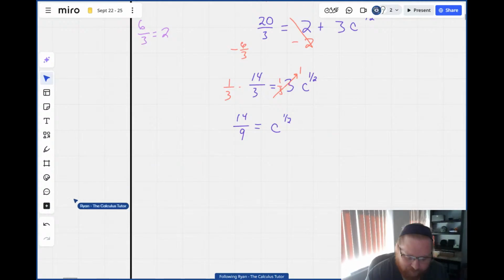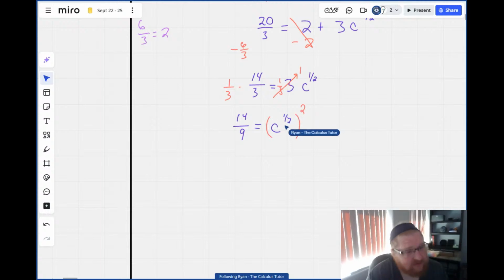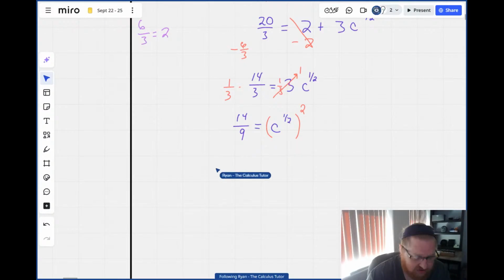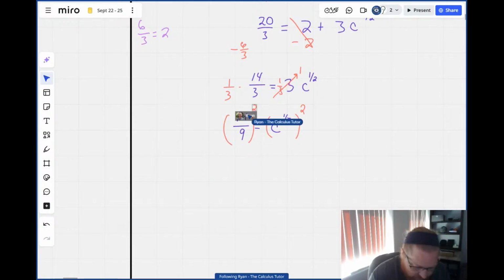Let's continue. C to the 1/2, we want to solve for that C, so we will raise it to the second power. Remember, this is a square root. It's just a different way to write a square root. How do you want to undo a square root? You square it. Also, how do these combine? An exponent raised to an exponent, you multiply them. 1/2 times 2 is 1, so this will become C to the first, which is just C, which means that canceled out. But it does mean we have to also square this.